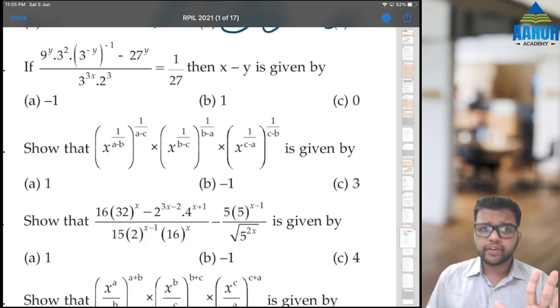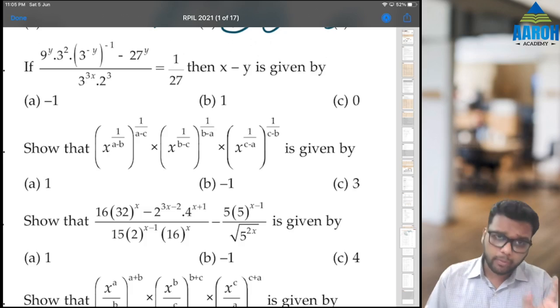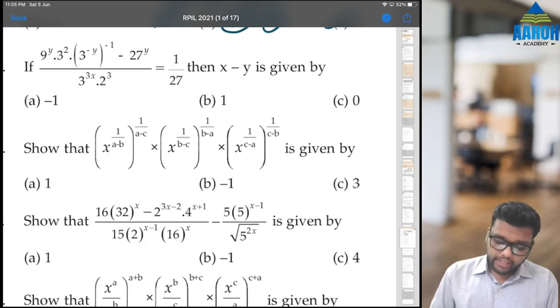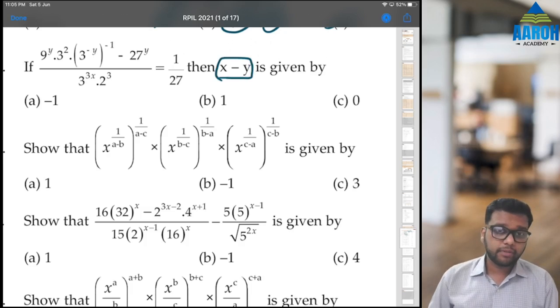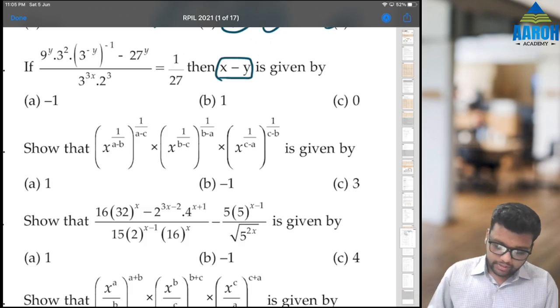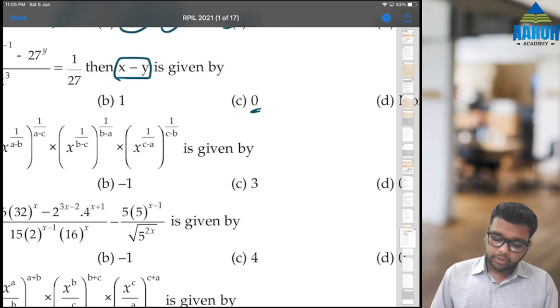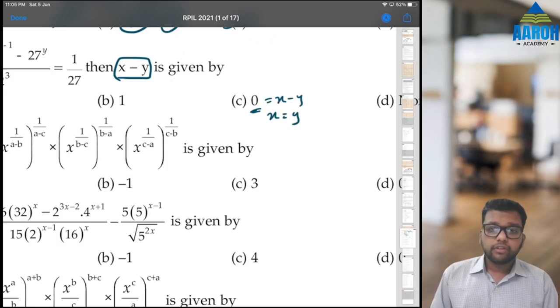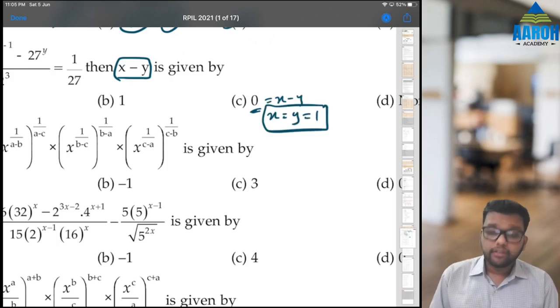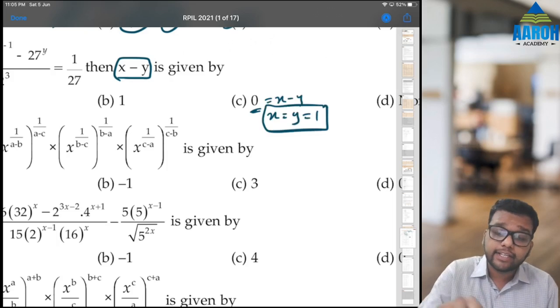But if you find solving difficult, then go by options. How? We have to find x minus y. Let's assume the simplest option, x minus y is 0. That means x is equal to y, so let's assume x and y both as 1. And let's check if we get the answer.